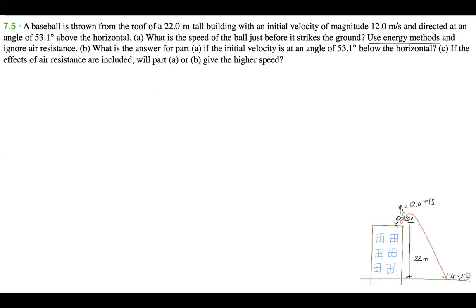So remember that we can only interchangeably use energy methods and kinematics when we are ignoring air resistance for a projectile problem. B, what is the answer for part A if the initial velocity is at an angle 53.1 degrees below the horizontal? If the effects of air resistance are included, will part A or part B give the higher speed?